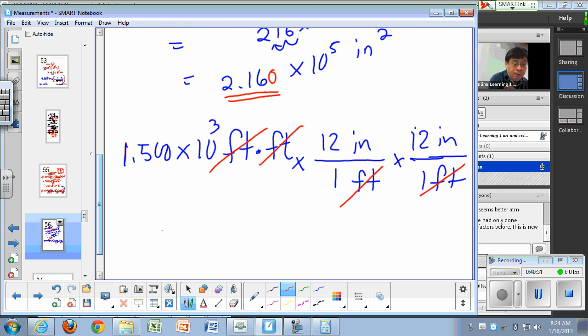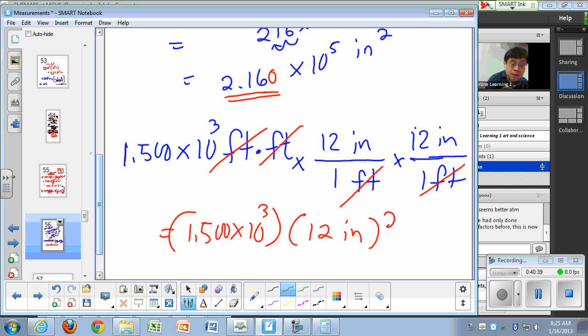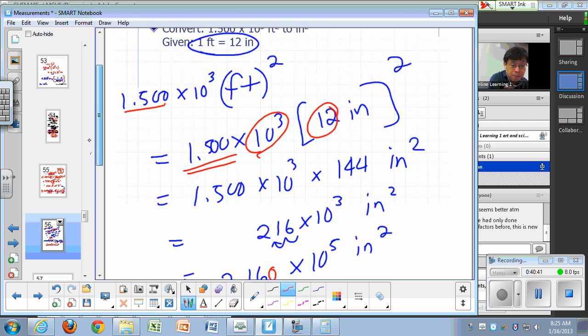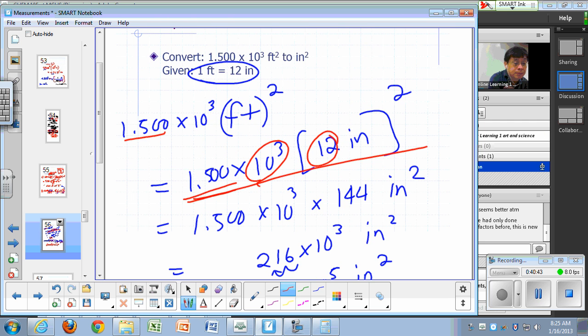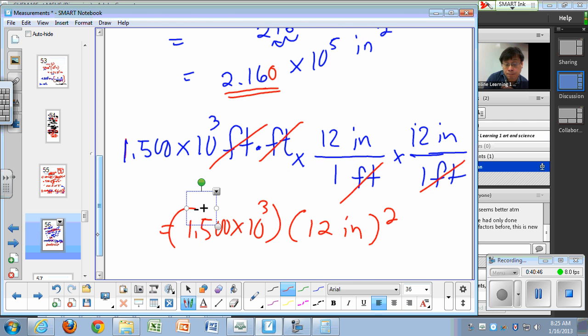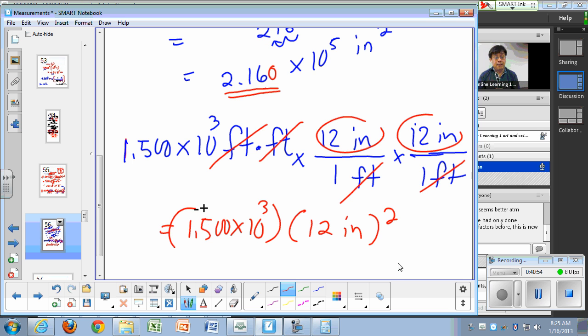So you end up with basically the same answer. You have 1.500 times 10 to the third, the original number, times 12 inches squared, which is really what we did earlier. See? The two are equivalent. Okay, 12 inches times 12 inches. So you should get the same answer that way.